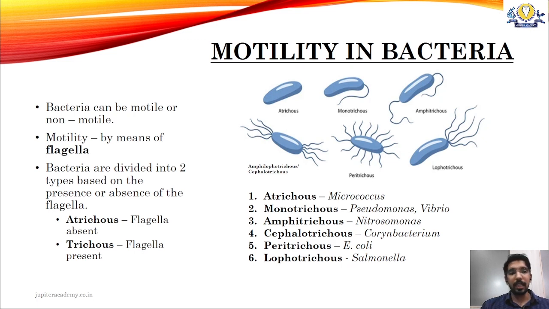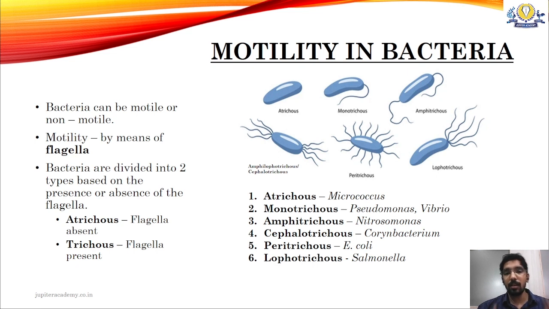Next is motility in bacteria. Bacteria can be motile or immotile based on the presence or absence of flagella, or their ability to move. Motility is generally through the help of flagella. So based on this, they can be divided into two: atrichous and trichous. Trichous is derived from trichome, which means hair-like structure; flagella is a hair-like structure. A means absence, so atrichous means no flagella, bacteria without flagella, and trichous bacteria means bacteria with flagella.